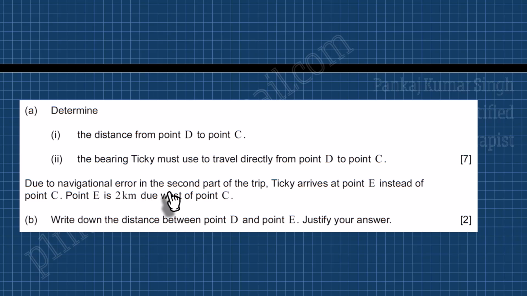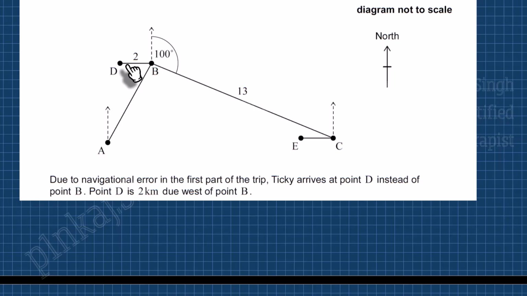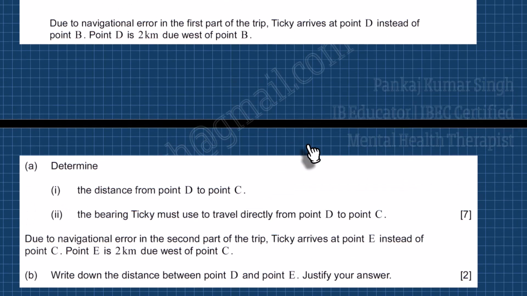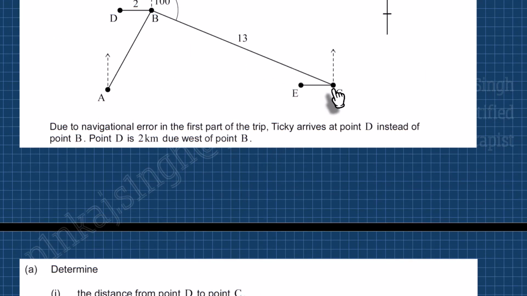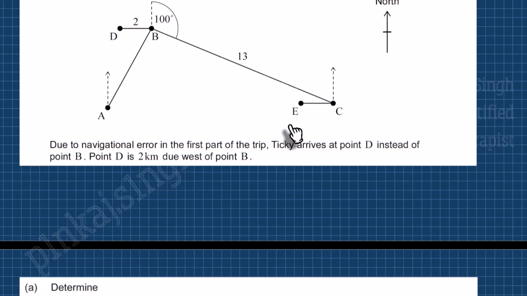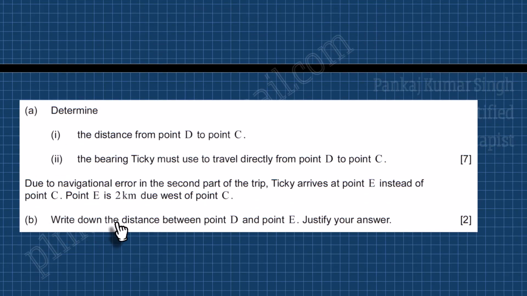Due to the navigational error in the second part of the trip, Tiki arrives at point E instead of point C. So again, instead of going to C, the person seems to arrive at E, which is 2 kilometers due west of point C. So again, this is 2 kilometers that's been told to me. Well, write down the distance between D and E, justify your answer.